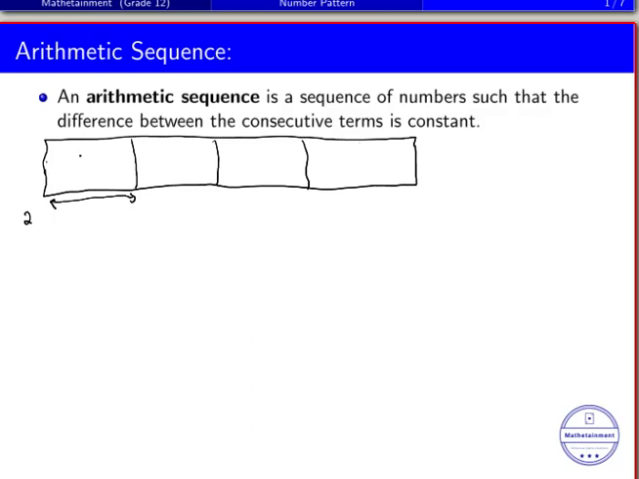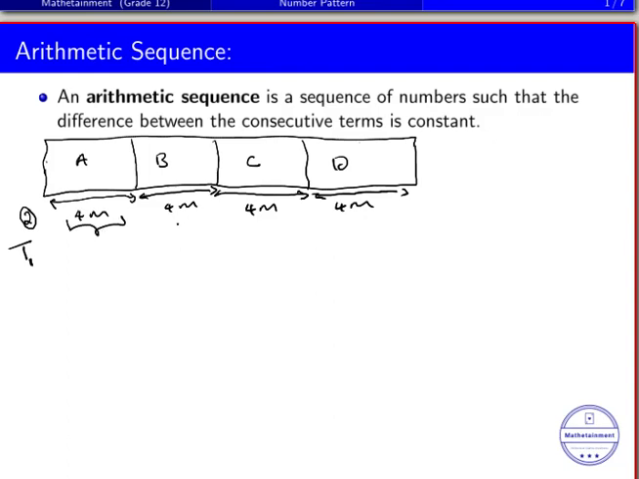Meaning this is my class A, this is my class B, this is my class C, this is my class D. So from class A to class B, I walk 4 meters. From class B to class C, it is 4 meters. And from class C to class D, I walk 4 meters. So class A, which is my first class, I can call it term number 1.